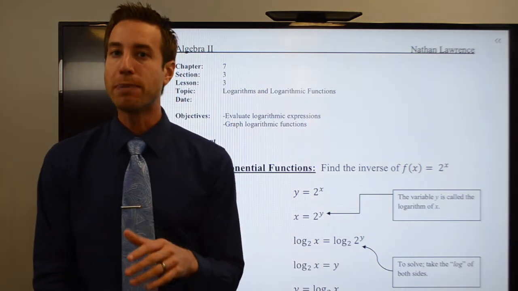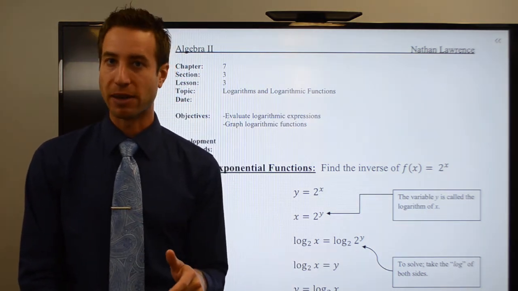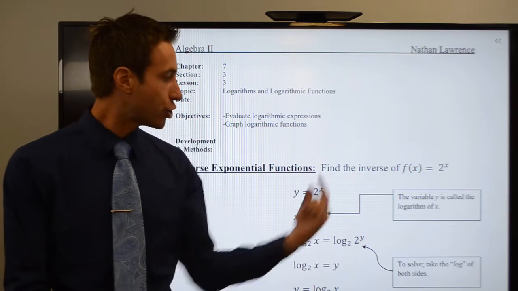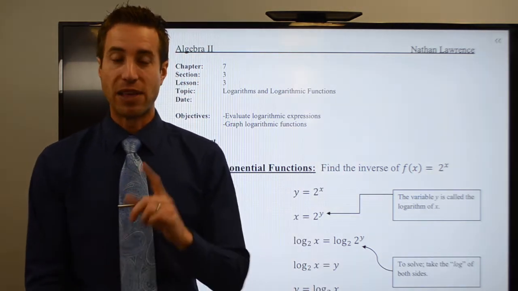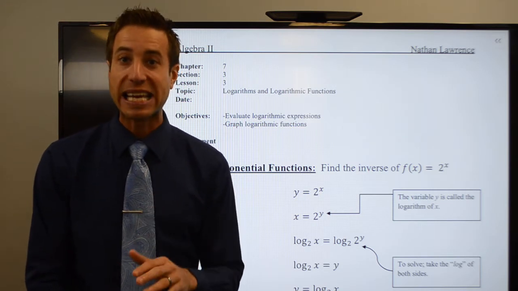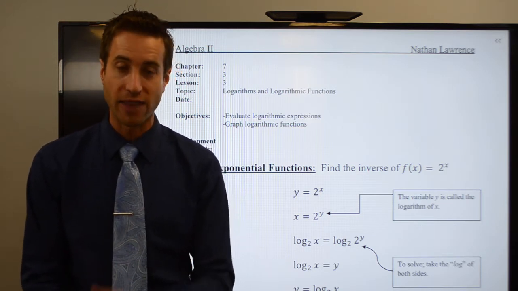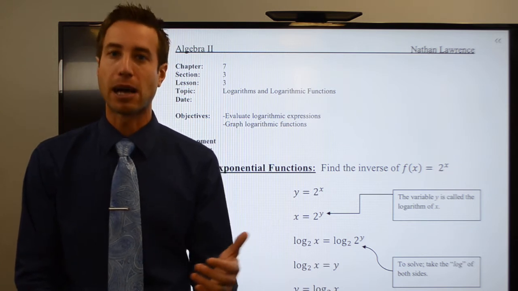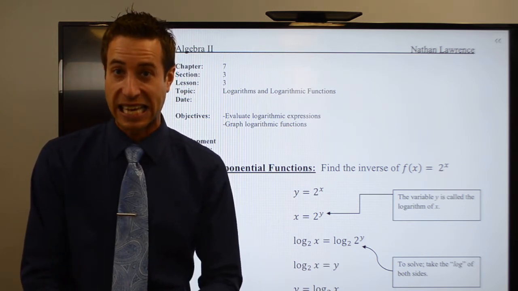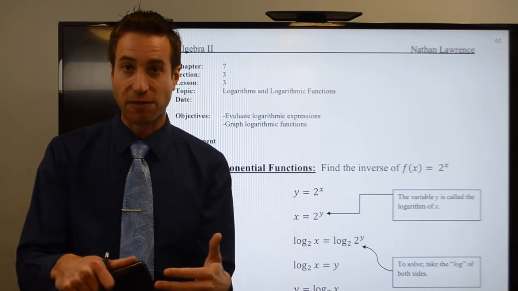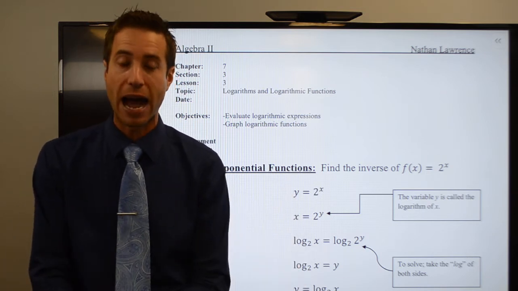Now, why do we put exponential and logarithmic functions together? I'm going to show you in just a second how it works, but it turns out that logarithms and exponentials are inverse functions of one another. They're inverse functions, which means a couple of things. First of all, if you put an exponential and a logarithmic function together as a composite function, they'll cancel each other out.